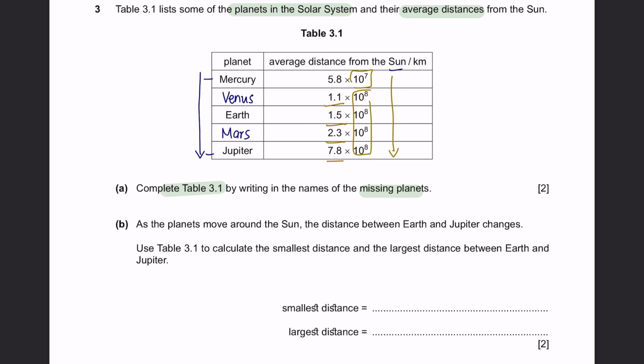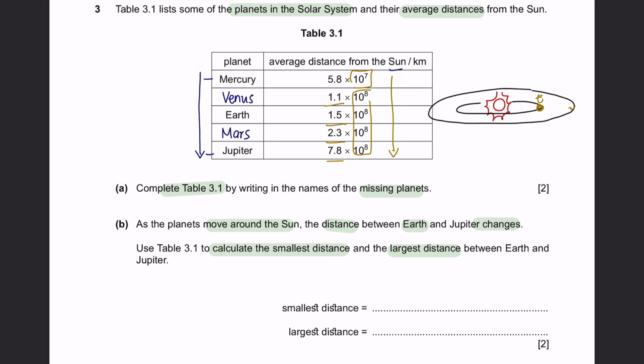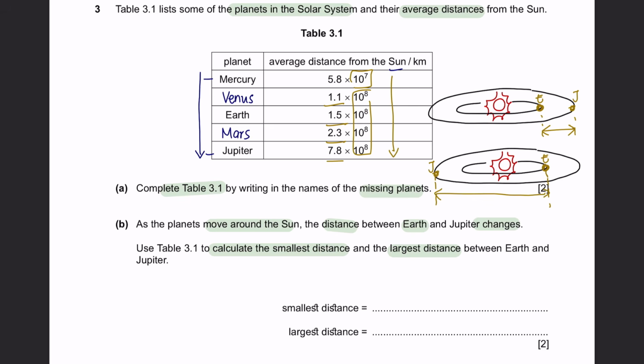Question B. As the planets move around the Sun, the distance between Earth and Jupiter changes. Use Table 3.1 to calculate the smallest distance and the largest distance between Earth and Jupiter. The smallest distance between Earth and Jupiter can be obtained when they are both placed on the same side of the Sun. And the largest distance between Earth and Jupiter can be obtained when they are on opposite sides of the Sun. So let's do the calculation together.